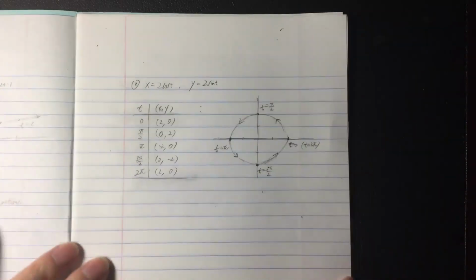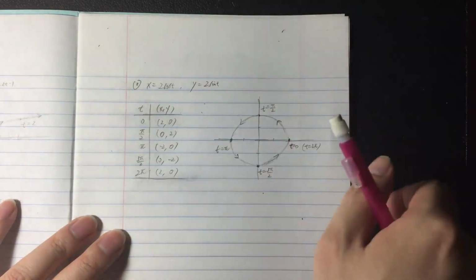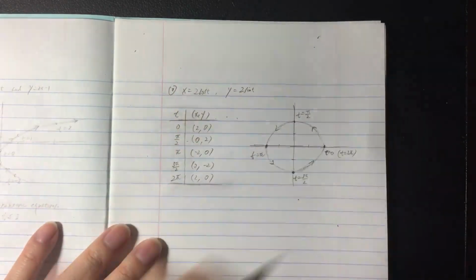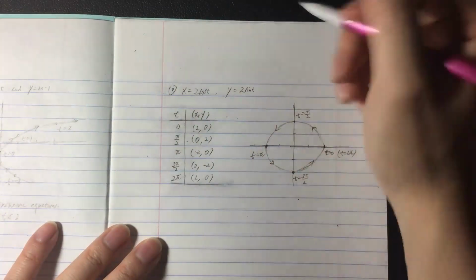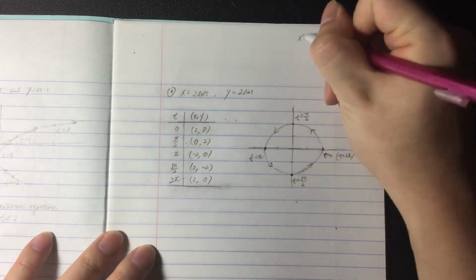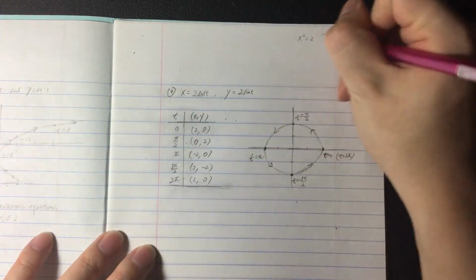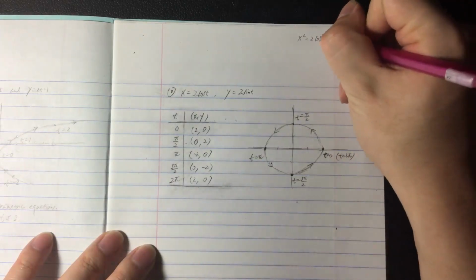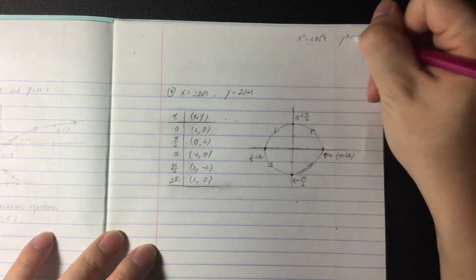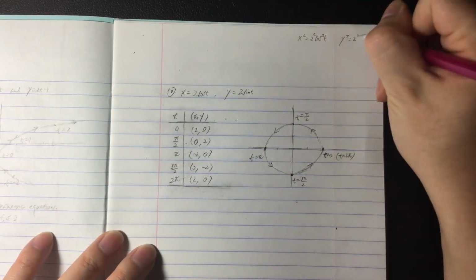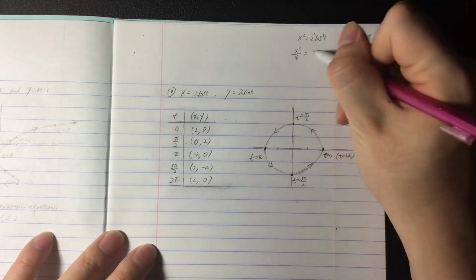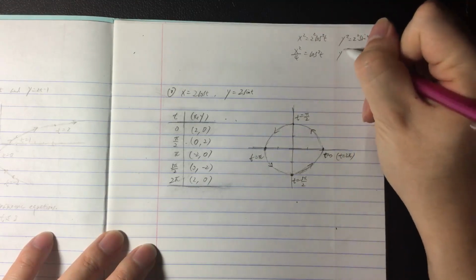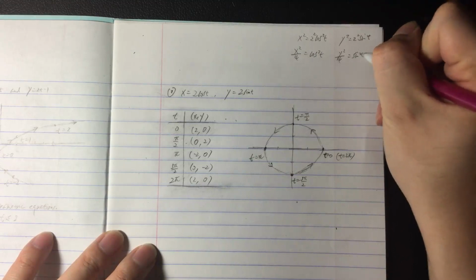How about this parametric equation here? How can we write x and y together? It doesn't look too easy. Here, think of this: what if I square both equations? If I square the first equation, I can write x squared equals 2 squared times cosine squared of t. And y squared equals 2 squared times sine squared of t. Which means x squared over 4 equals cosine squared t, and y squared over 4 equals sine squared of t.